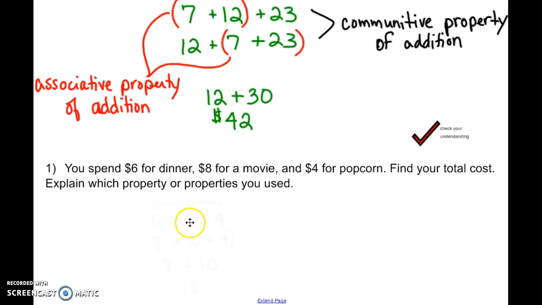I'm going to start with the numbers in the order they gave us. But I noticed that the 6 and the 4 make a nice 10, so I want those to go together. So I flip-flop the 8 and the 6, which is called the commutative property of addition. Then I put parentheses around the 6 and the 4 to force them to go first, which is the movement of parentheses, associative property of addition. And then I added and got 8 plus 10, and then I got 18.